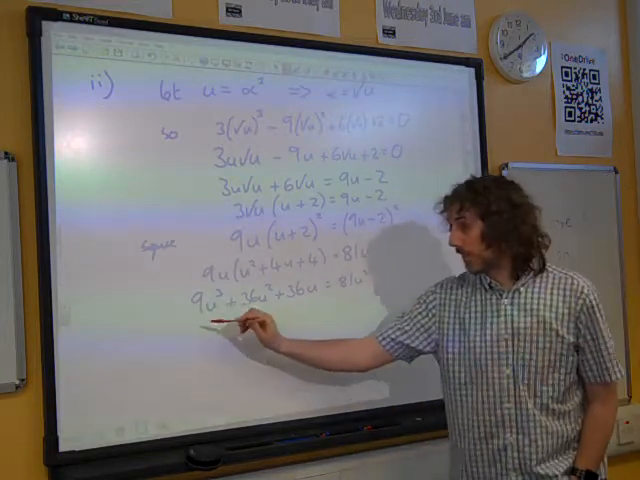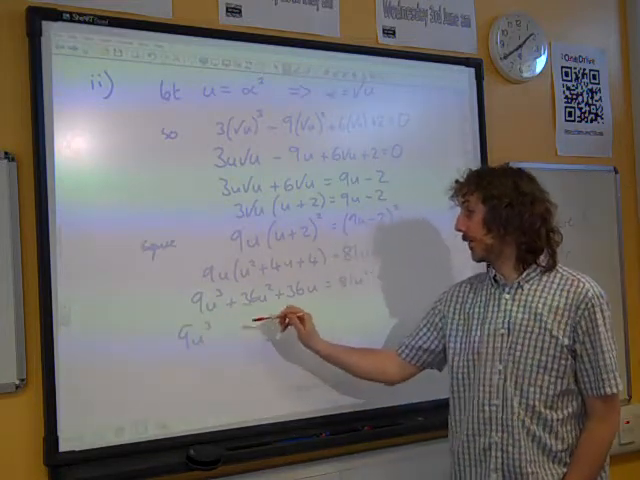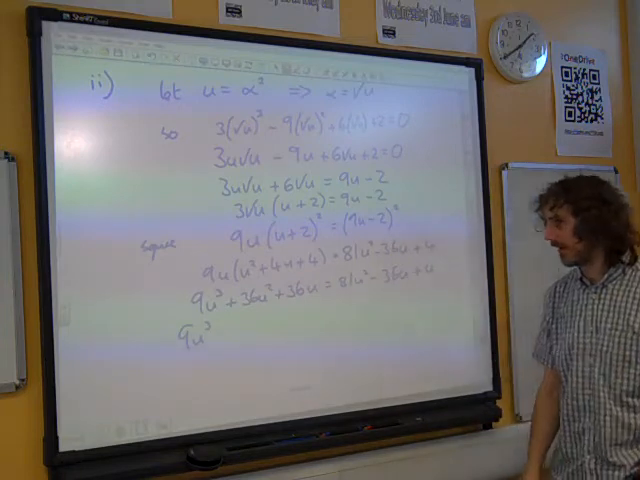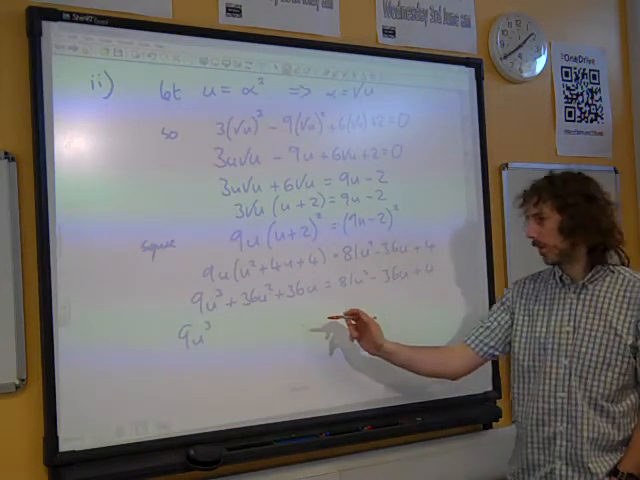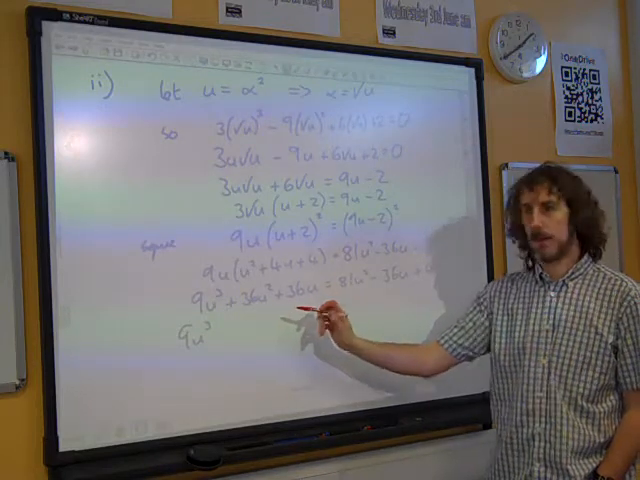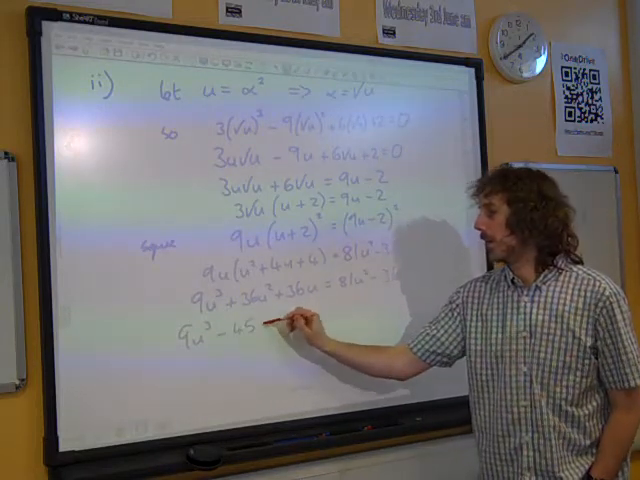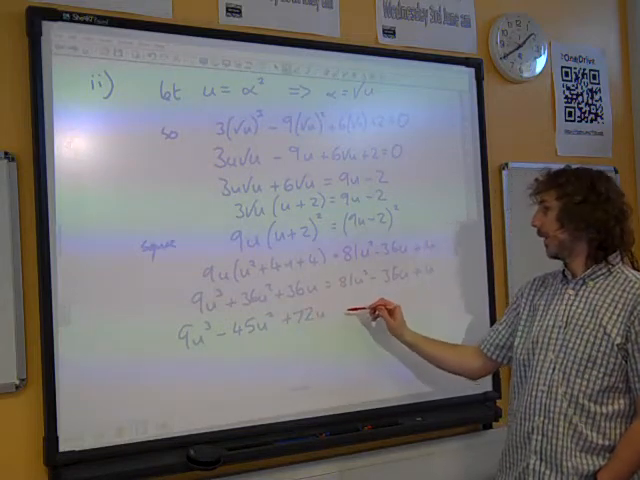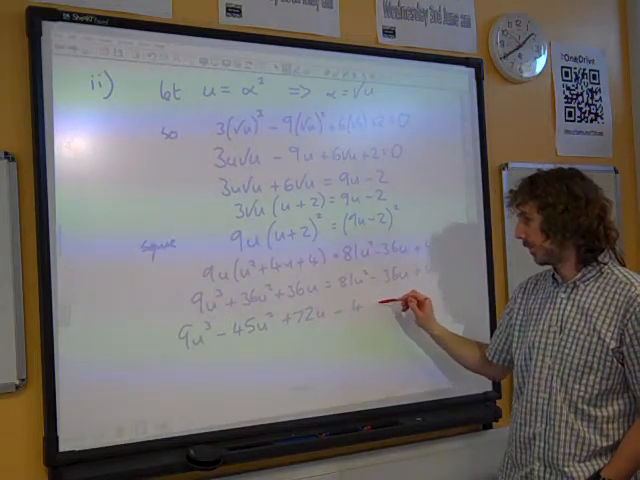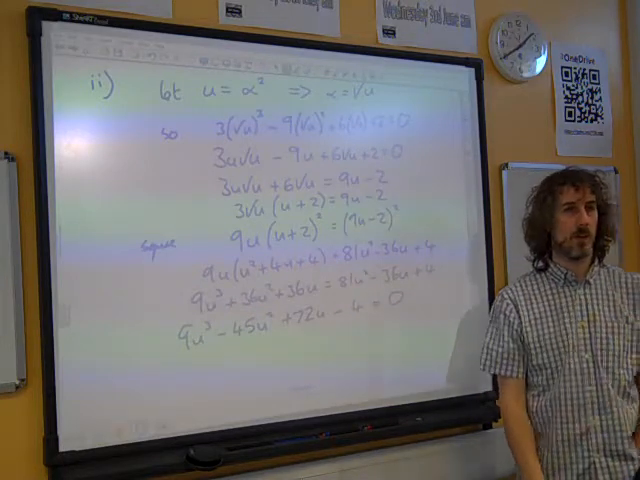Throw everything over onto one side, we've got 9u cubed. Now what have we got? Is that minus 45? It is, I think. We've got plus 72u, and a minus 4 would be 0.